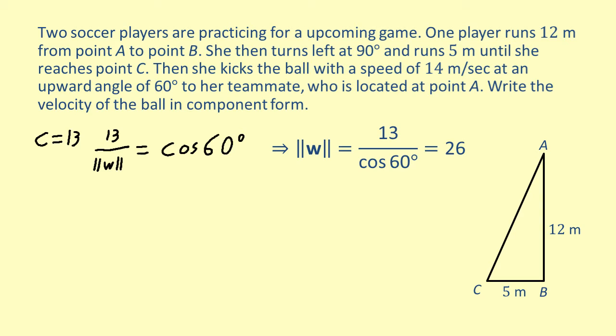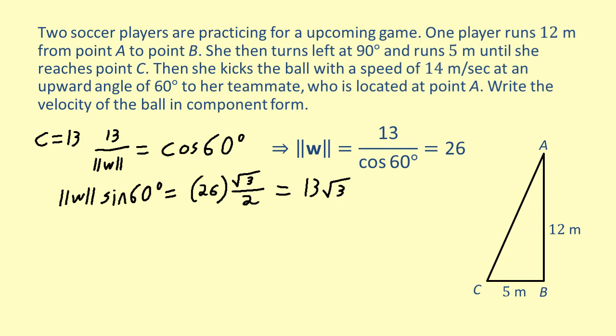Now we'll find the vertical distance from the second player to the terminal point of w. We calculate this by multiplying the magnitude of w by the sine of 60 degrees. This gives us 13 times the square root of 3 meters. Now, we have w equals <12, 5, 13√3>, and this vector has the same direction as v.